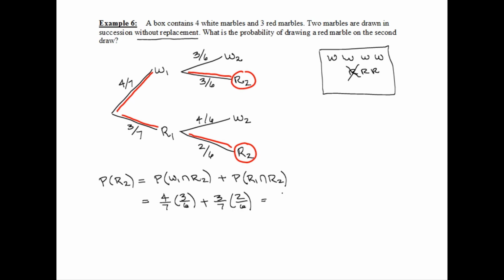So we add this up. This is 12/42 plus 6/42, so 18/42, which is 3/7. Okay, let's do another one.